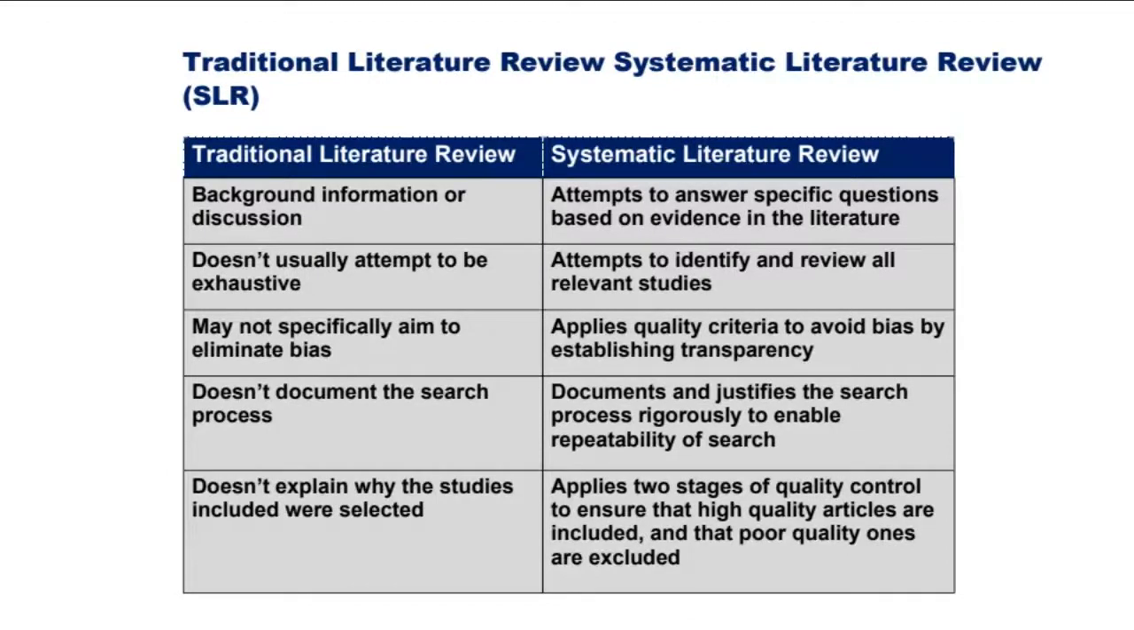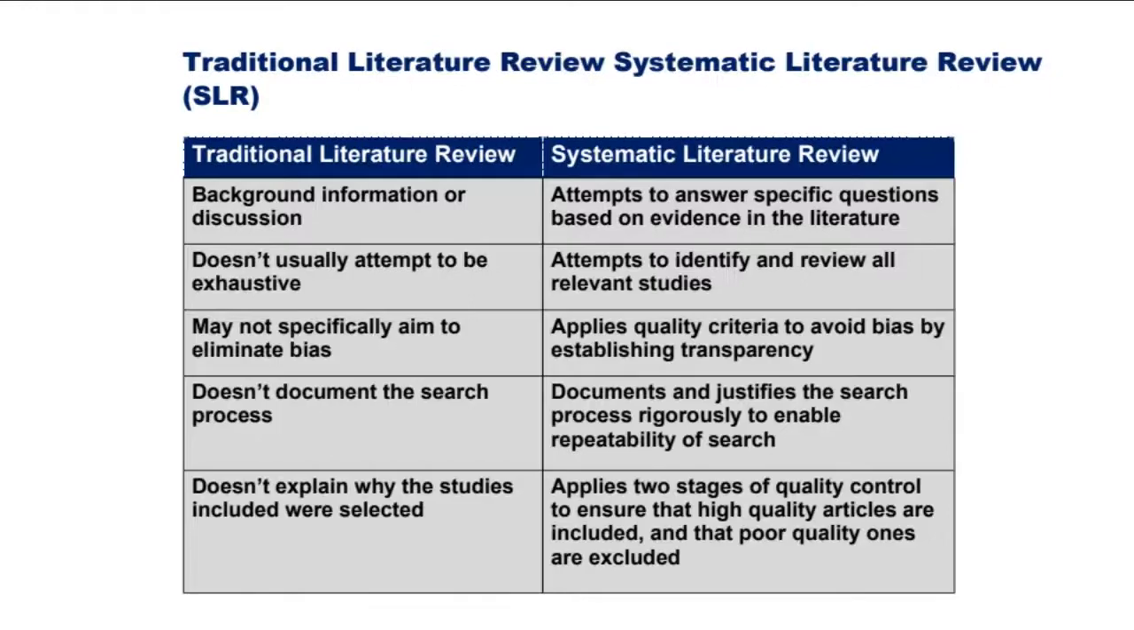The third point is that in a traditional literature review, we may not specifically aim to eliminate bias. However, with the quality criteria that we use, and you will learn how to apply them, we avoid bias by establishing transparency in our research. One of the key highlights of a systematic literature review is that it is an unbiased approach. Bias means that you are inclined to include a certain type of papers. This unbiased approach is more objective and tries to eliminate any kind of subjectivity in the selection process.